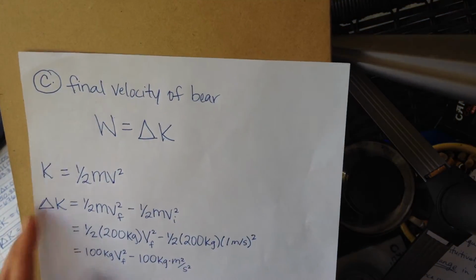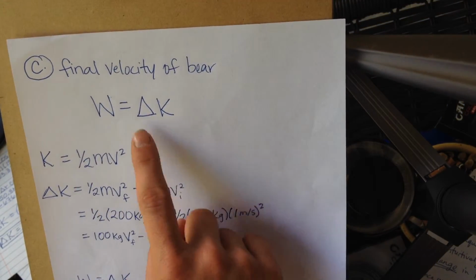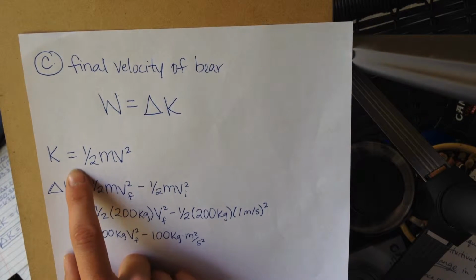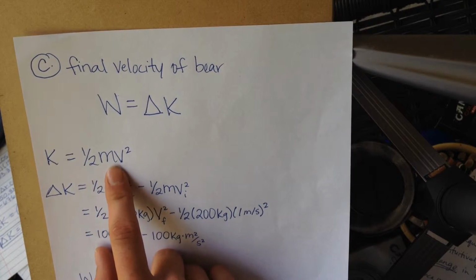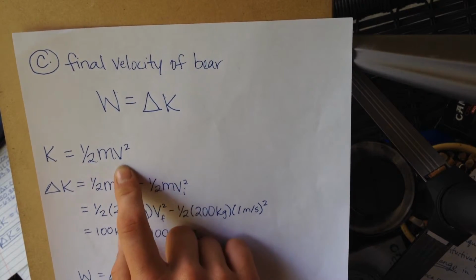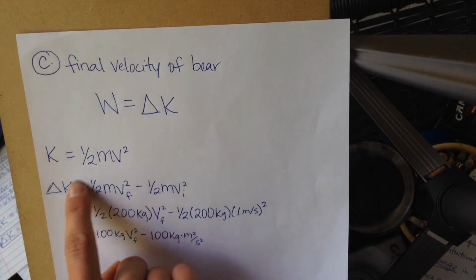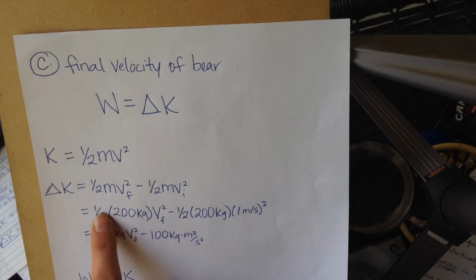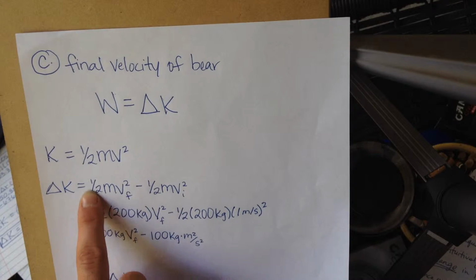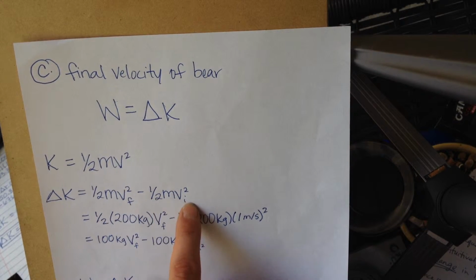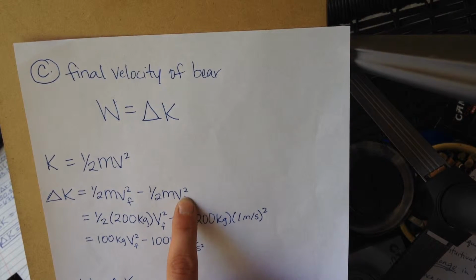Now part C says final velocity of the bear. So we know that our work equals our change in kinetic energy. We also know that kinetic energy is defined by this equation, 1/2 the mass times the velocity squared. So intuitively we can say that the change in kinetic energy is going to be the final 1/2 times the mass and the velocity squared minus the initial of said equation.